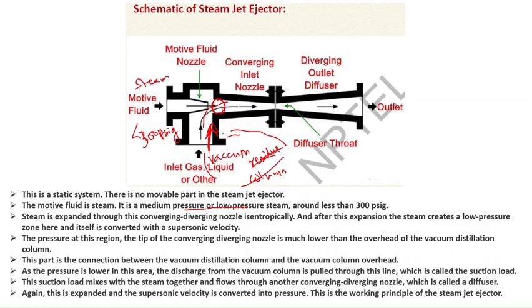As the pressure is lower in this area, the discharge from the vacuum distillation column is pulled through this line, which is called the suction load. The suction load then mixes with the steam here, and then flows through the converging diverging nozzle, this portion called the diffuser. The suction load and steam together flow through the diffuser. Again, this is expanded and the supersonic velocity is converted to pressure.